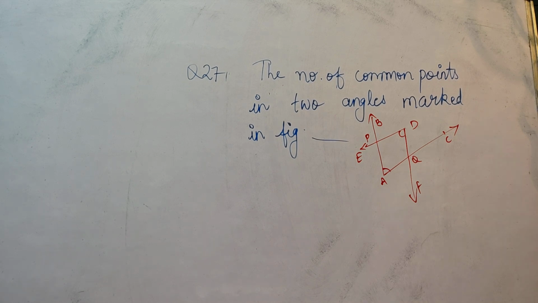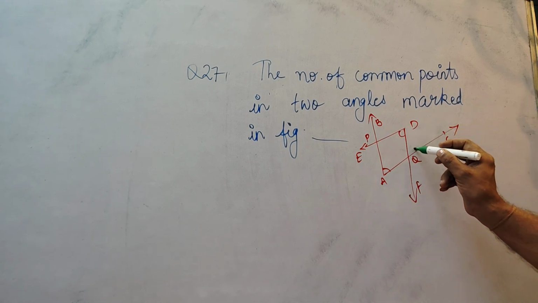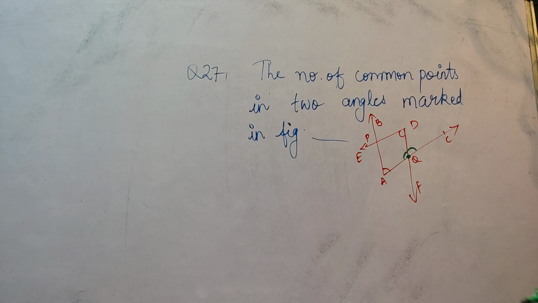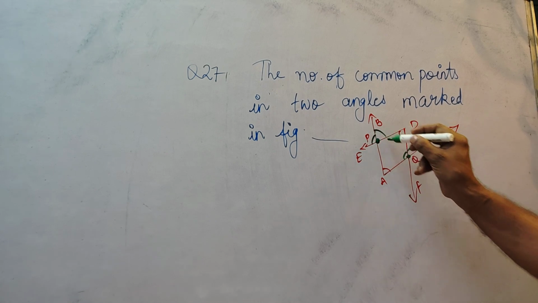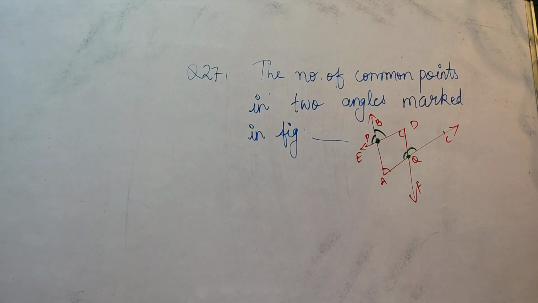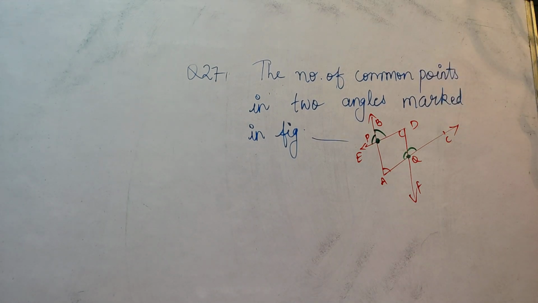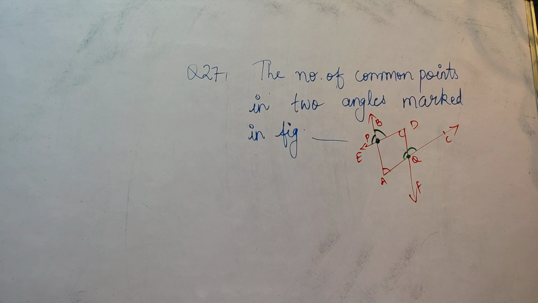So Q is one of the common points in the two angles marked in the figure. Q is common, yes, in two angles. This is the common one. And P? P is also common, yes. And I think D has only one angle, one that is the exterior angle. So the number of common points in the two angles.